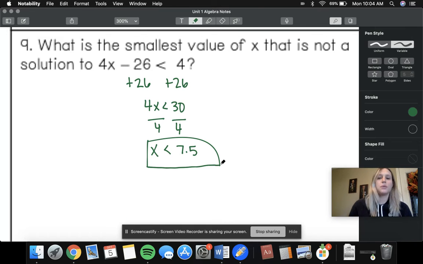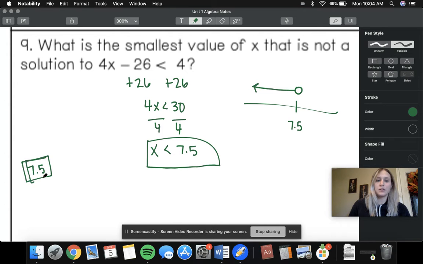So the question is, what is the smallest value of x that is not a solution to this inequality? So if we just think about what we're talking about, x is anything that is smaller than 7.5, but is not actually equal to 7.5. So the smallest number that would not be a solution would actually be 7.5. This is the smallest number that's not a solution.